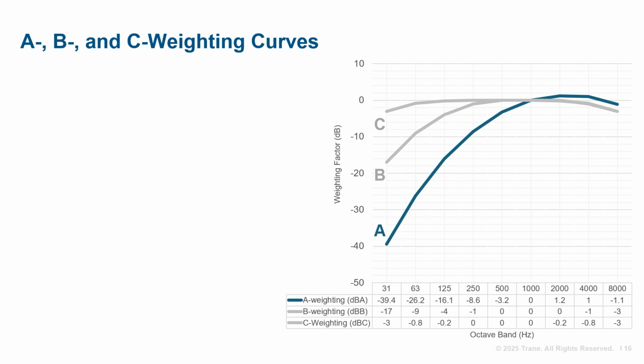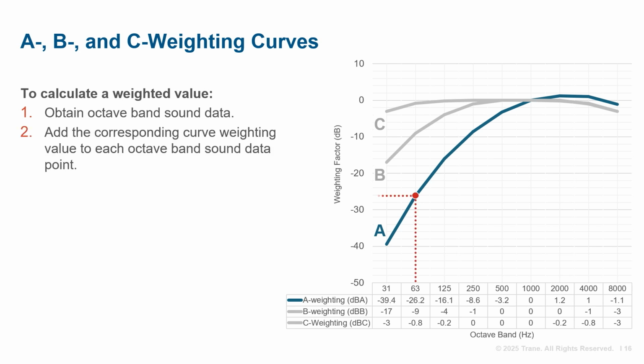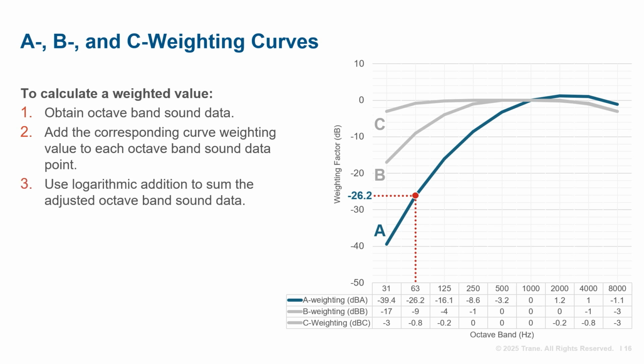Weighting can be applied to sound pressure and sound power, so it's important to understand the source of the underlying data. To use this curve, you start with octave band sound data. The curve, or table at the bottom, provides the amount to be added to each octave band. Notice that some are negative values. For example, we will add negative 26.2 decibels to the 63 Hz octave band value. Next, to produce a single number descriptor, each weighted value is logarithmically summed.